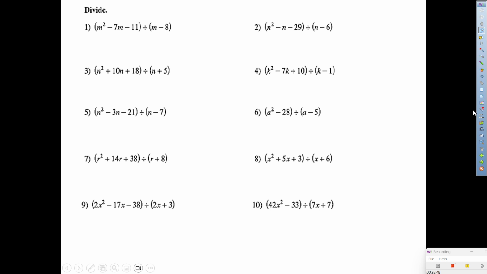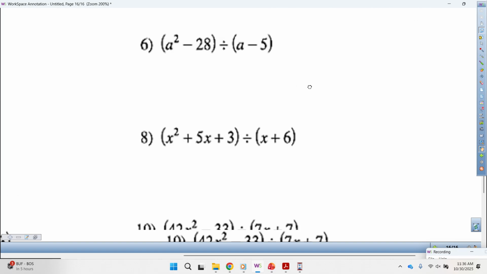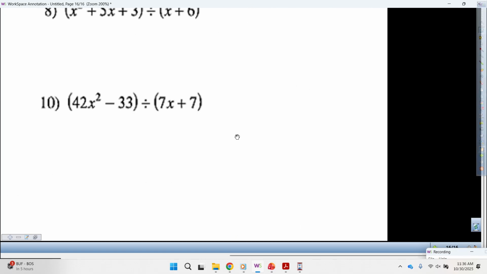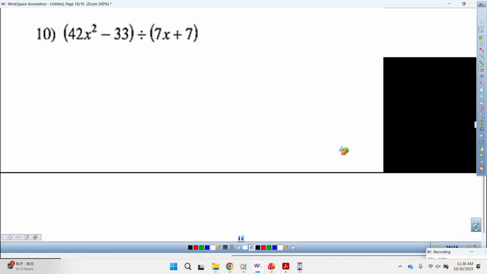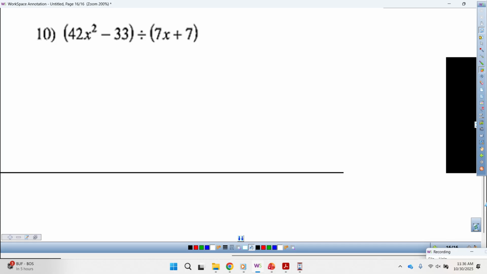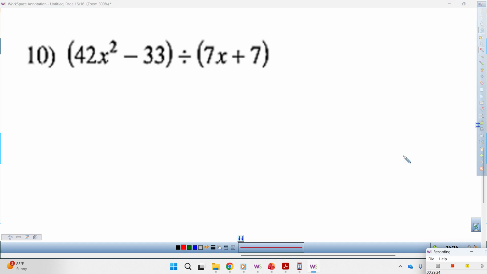Number 10. Let me zoom in. There's number 10. And it reads, parentheses, 42x squared minus 33 divided by 7x plus 7. I'll give you a head start on that one. Very similar to the one we just did. There it is, number 10. Copy and go.